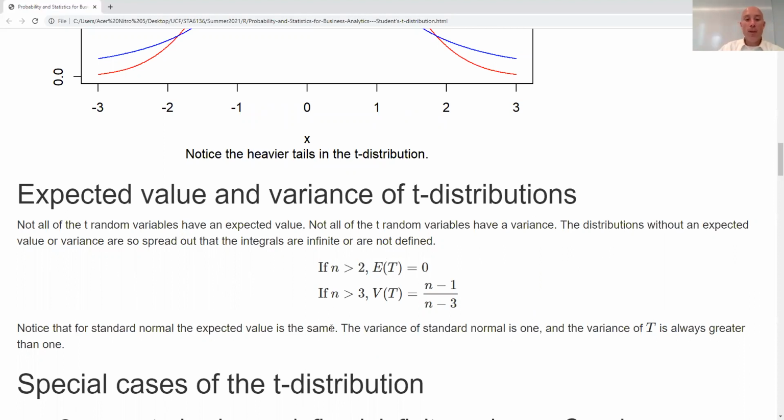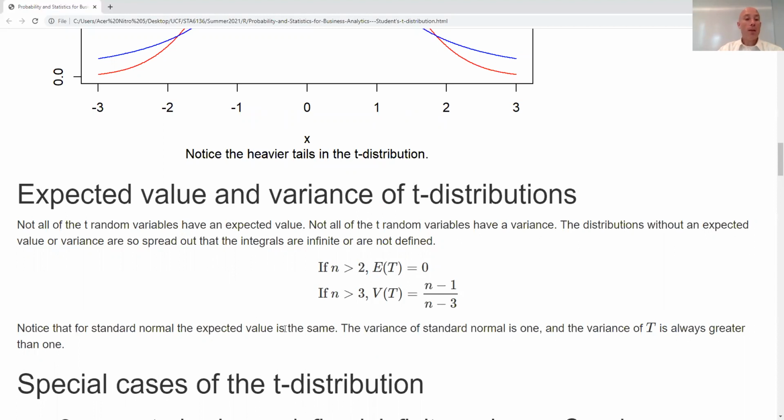Now, if n is greater than 3, the variance is this fraction, and you'll notice that this fraction goes to 1 as n goes to infinity. Now, if n is 1, 2, or 3, this doesn't work out. This is not defined.